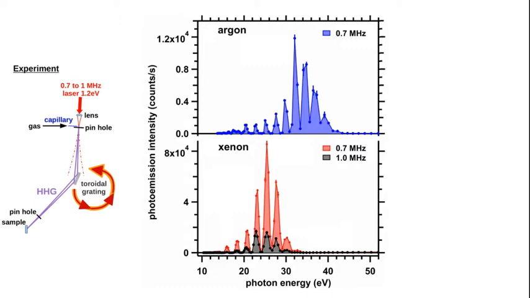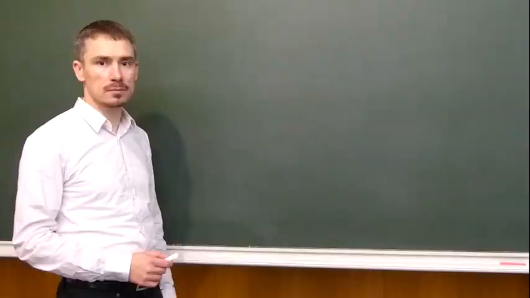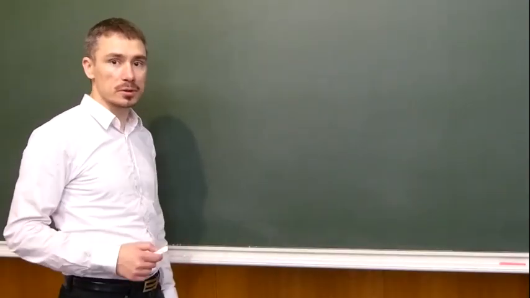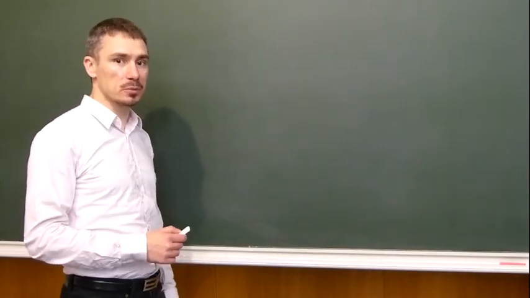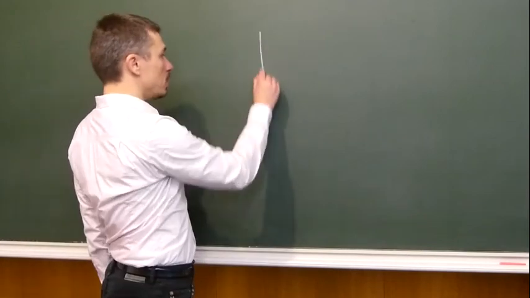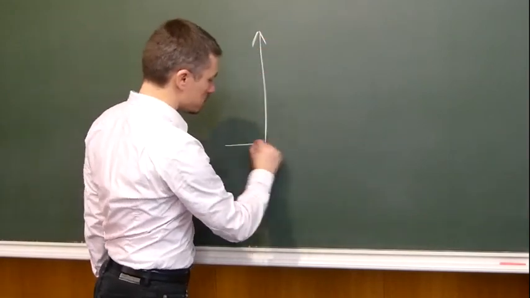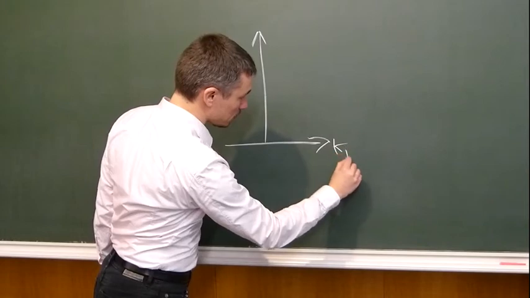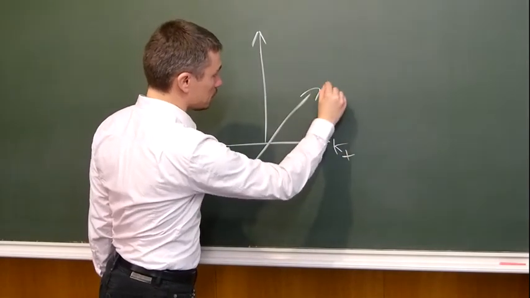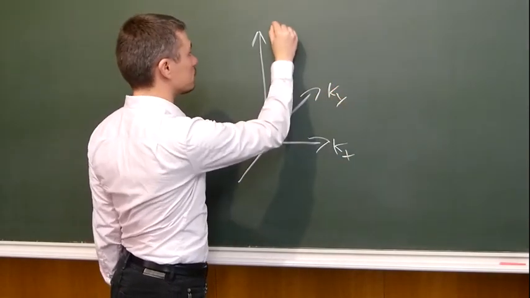By using the broad photon energy range generated from argon, we can perform photoelectron spectroscopy on a silver surface at different photon energies. For photoelectron spectroscopy, we use a time-of-flight spectrometer, and this allows us to map the energy as well as the momentum in two directions, in kx and ky direction.